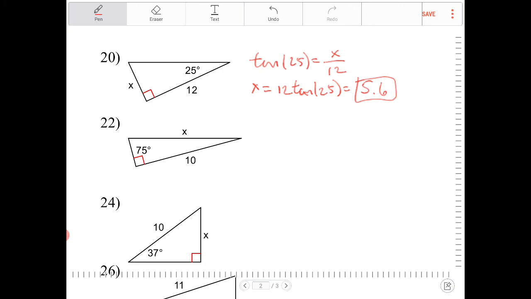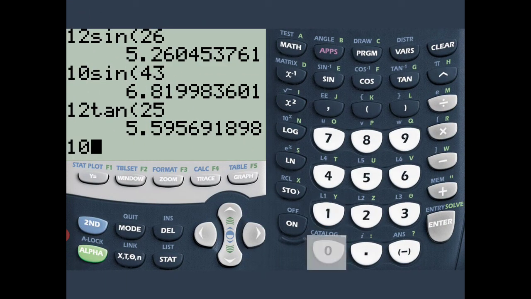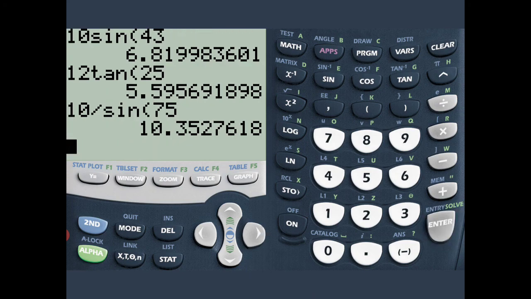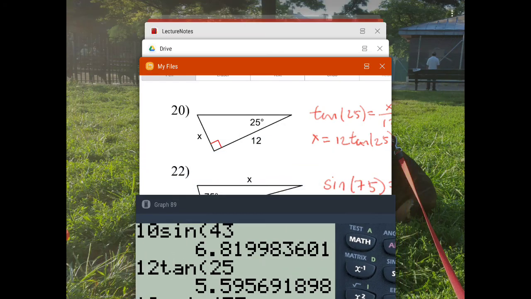Next, I have 75 degrees and 10 is opposite of it, so I'm going to be using sine because I need to find out what the hypotenuse is. So sine of 75 is equivalent to 10 over x. Isolate x. X is equal to 10 over sine 75. And I'm going to punch that into the calculator. 10 divided by sine 75. That's 10.35 or 10.4 approximately.